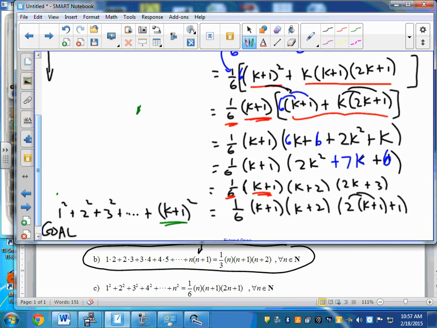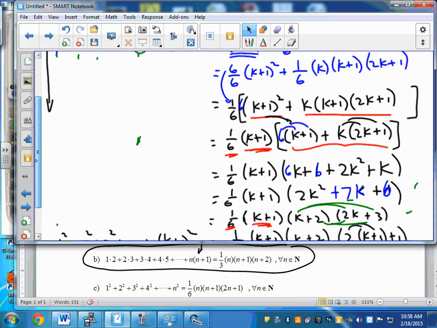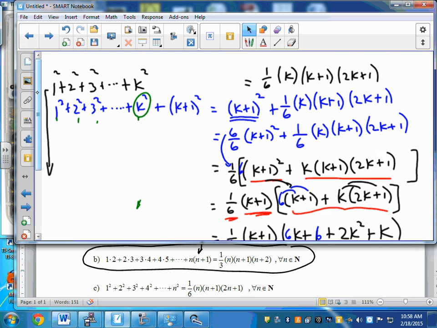Okay, and I bet you if you just double check, that will work. There's your 2k squared, there's 3k, and 4k is 7k, and there's your 6. Okay, so it does work. Now again, when you're doing series proofs, and will you have to do one this complicated on the test? No, we're going to stick with the arithmetic series.